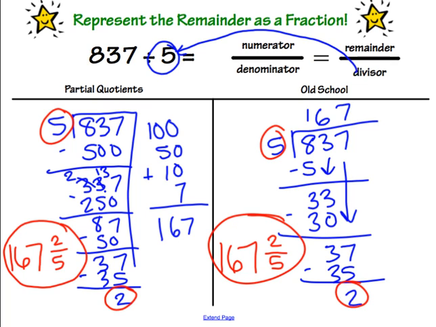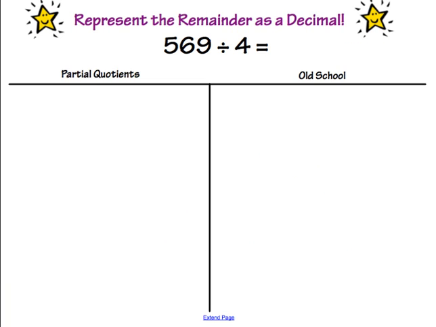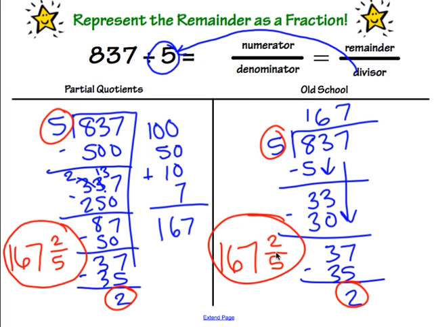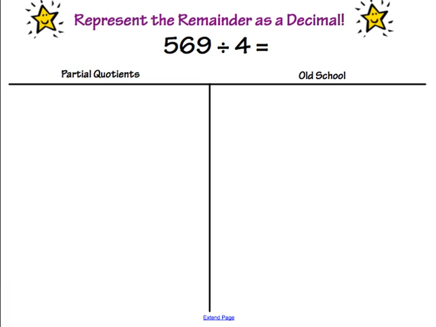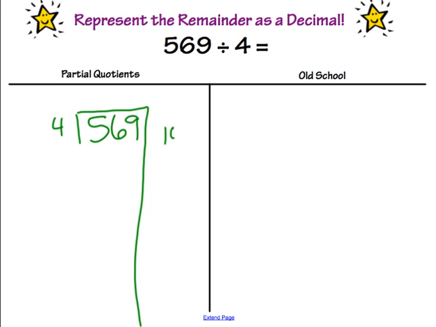Let's move on to representing the remainder as a decimal. And all you really need to know to do this is you need to know how to go from a fraction, 2/5, to a decimal. So let's start with 569 divided by 4. I'm going to take out 100. It's a nice easy number. 100 times 4 is 400. Subtract. Okay, let's go with 30 groups of 4. 30 groups of 4 is 120.